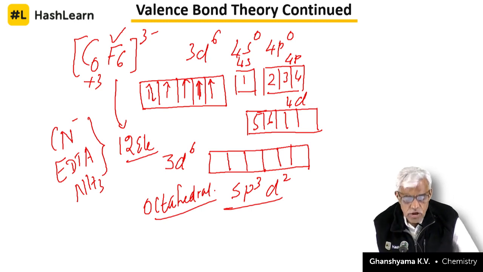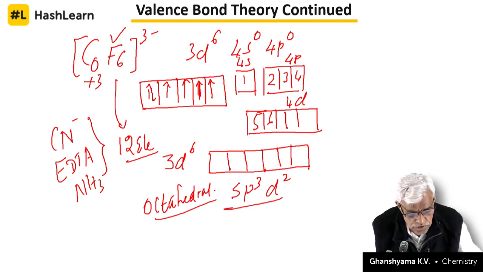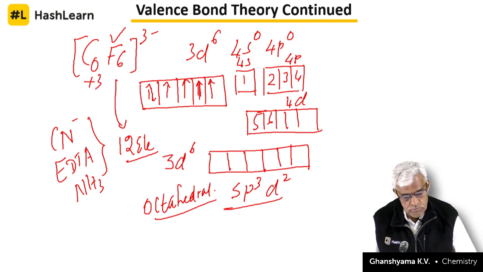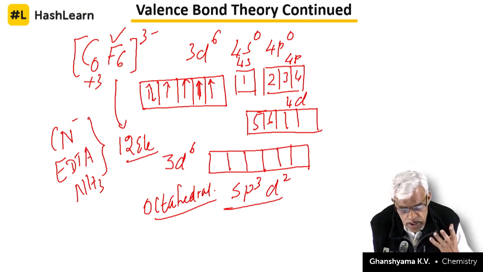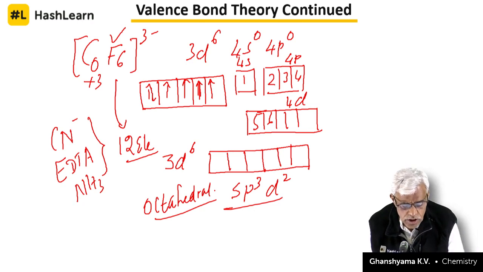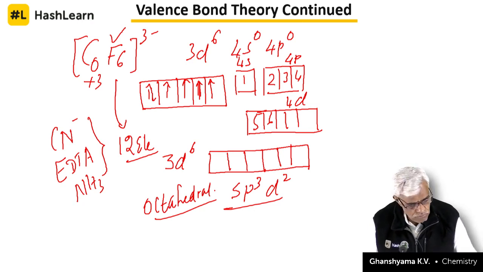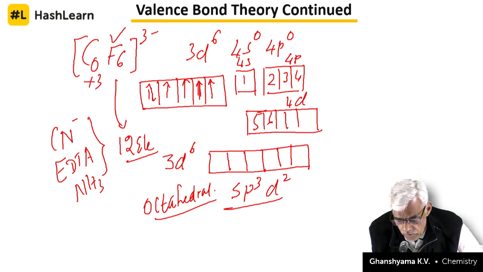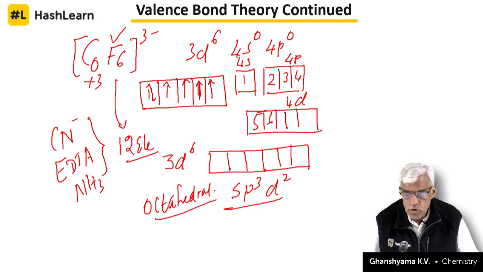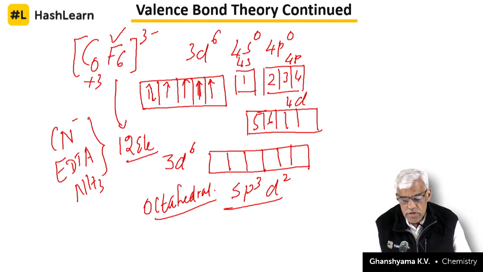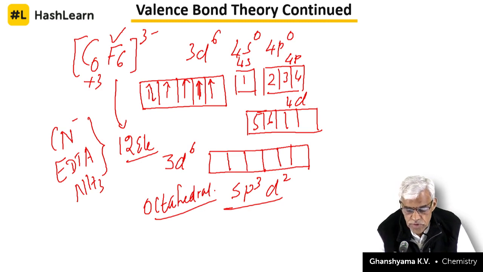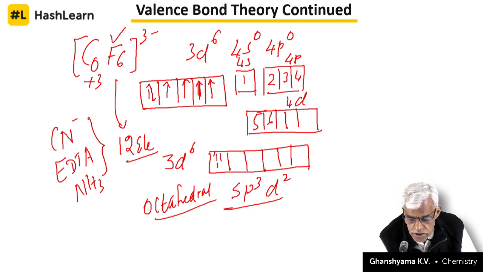So if the complex is octahedral, where the coordination number is 6, and if the ligand is weak, it goes according to Hund's multiplicity rule, and it borrows orbitals from the outer shell, the outer sub-orbital, that is 4d, forming sp3d2, not d2sp3. So 12 electrons are accommodated here. 12 electrons are given by the 6 fluoride ligands. They are accommodated here.